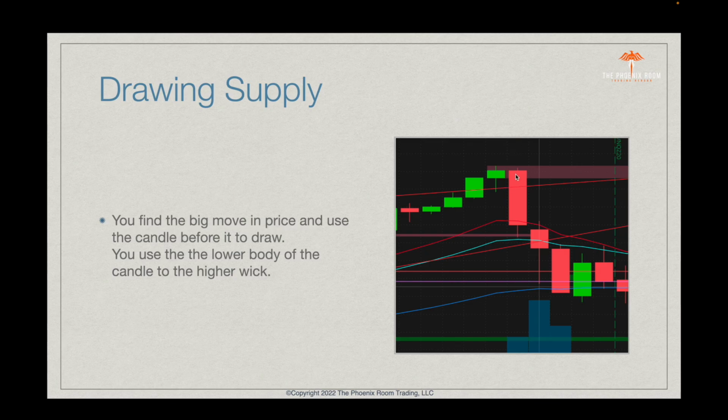You find the big move in price down, and you use the candle before to draw it, using the lower body to the higher wick. So the inner wick, again, does not matter. We're going to go for the open if it's a green candle, or the close if it's a red, to the top wick. And now this is a textbook supply zone.